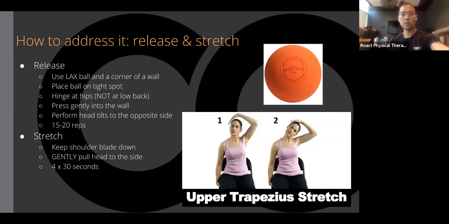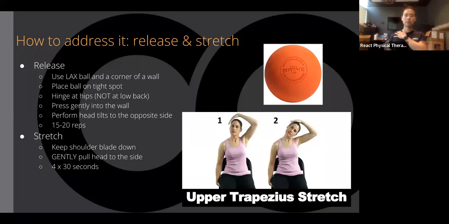Okay. So, if I'm stretching my right trap, I'm going to stabilize here, right? I want to keep it down and back, okay? If you can hold on to your chair, and then you're going to take the other arm and gently pull the other way. Okay. Again, gentle. Again, 30 seconds. Again, 4 times throughout the day.